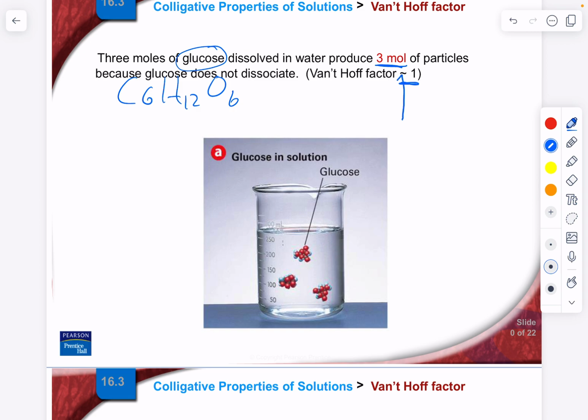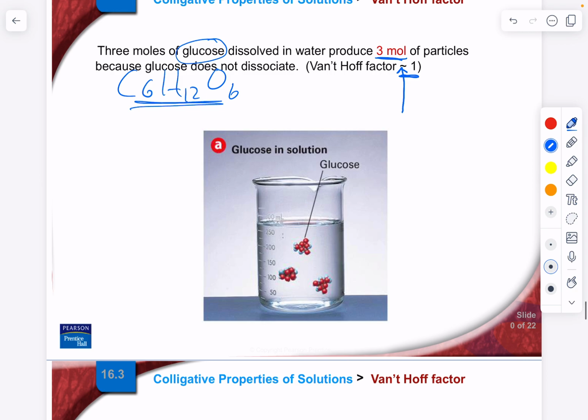Now, you'll notice the approximate sign, because not all of these sugar molecules are going to get yanked apart. So when we put 3 moles of particles in water, we might only have 2.95 moles of actual particles that are dissolved. That means some of my particles might be double or triple glucose molecules stuck together.